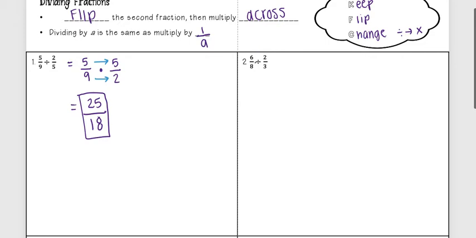Okay, now let's look at this next one. So I have 6/8 divided by 2/3. My first step, can either of these be reduced? 2/3, no. 6/8, both of those are even numbers. So that means I can divide 2 from both. So I'm going to go ahead and mark that. I'm dividing by 2. So 6 divided by 2, I get 3. 8 divided by 2, I get 4.